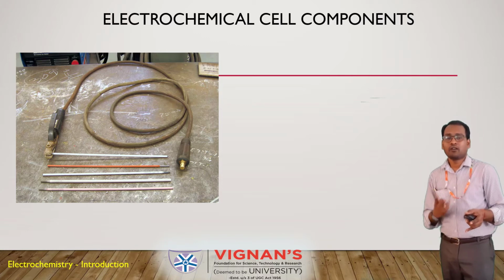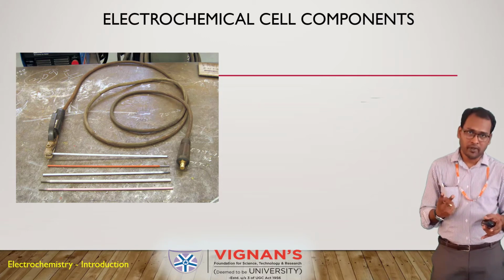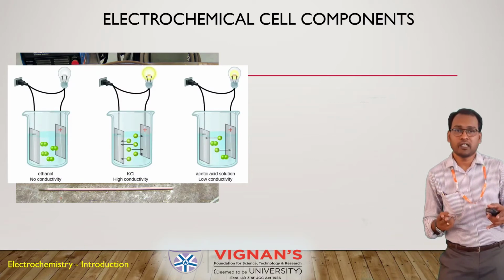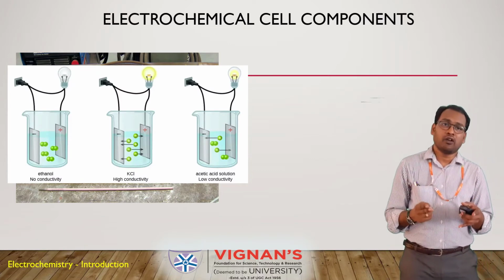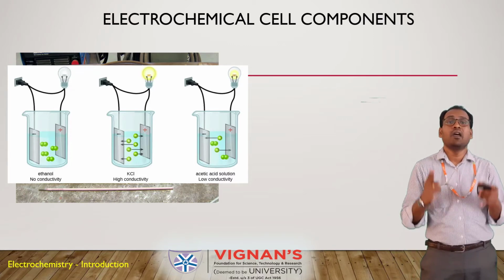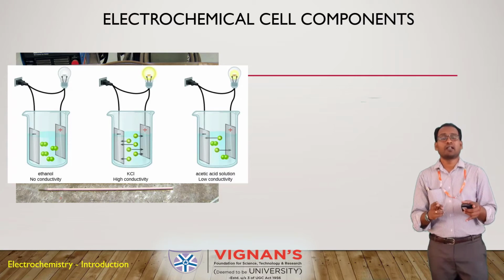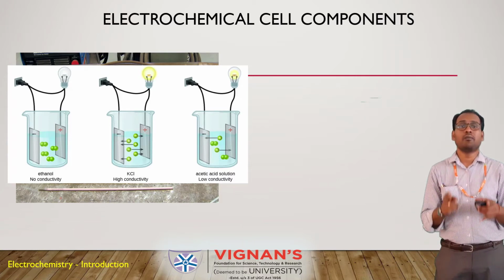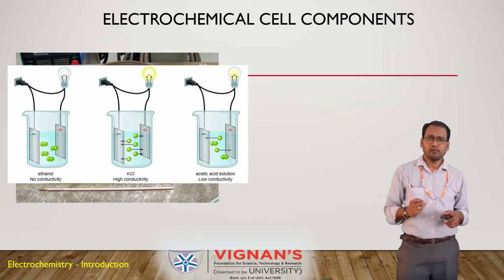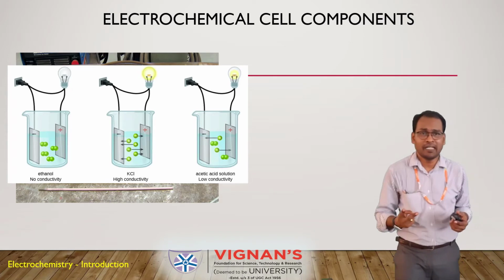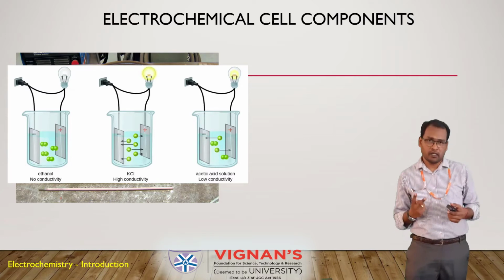Okay, right. The second component here will be the electrolyte. Electrolytes also conduct, but the mode of conduction here will not be electrons, it will be ions, the movement of ions. Right. So electrolytes are classified into two different types. One is a weak electrolyte and the other one is a strong electrolyte.